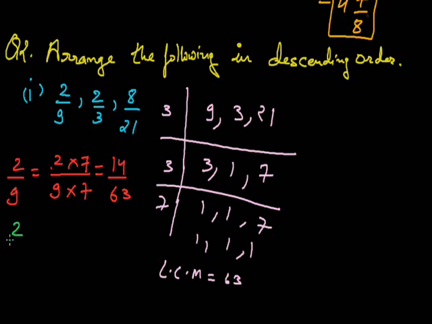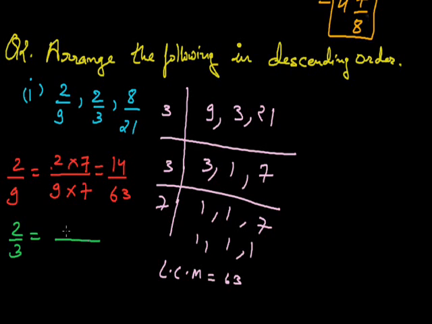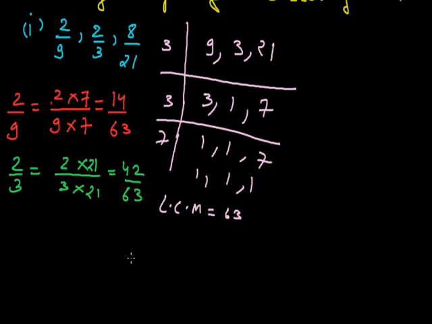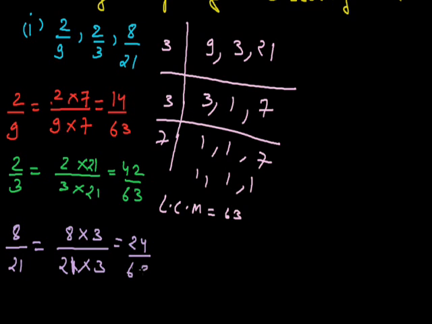Then the second is 2 by 3. 3 is to be multiplied by 21, so 2 will also get multiplied by 21. So we will get 42 upon 63. Now the last fraction is 8 upon 21. 21 is to be multiplied by 3, so 8 will also get multiplied by 3. So 8 3s are 24 upon 63.